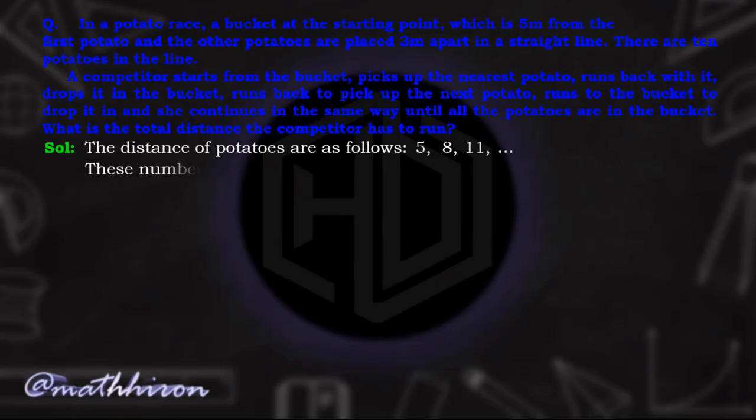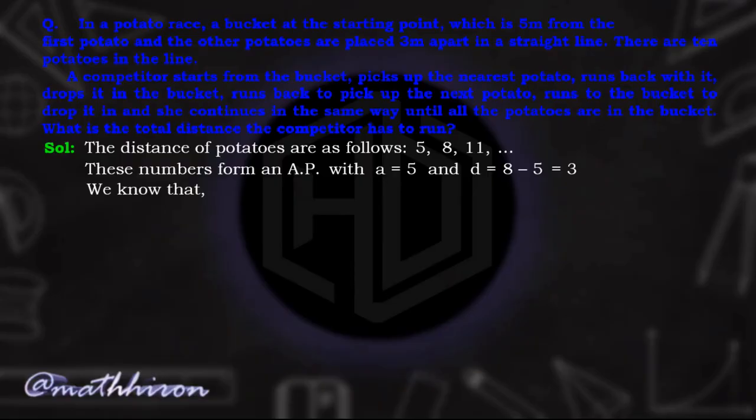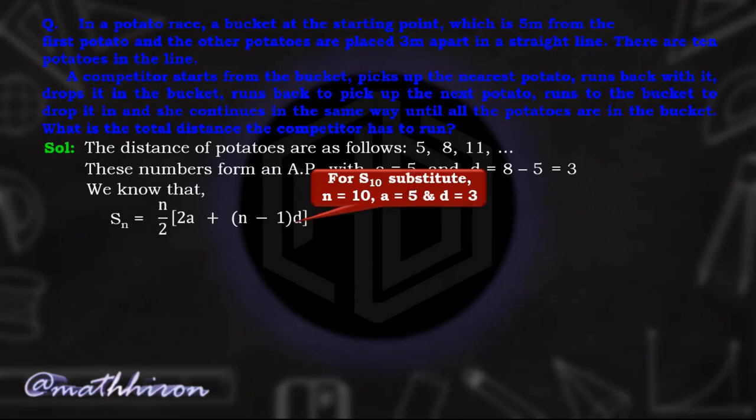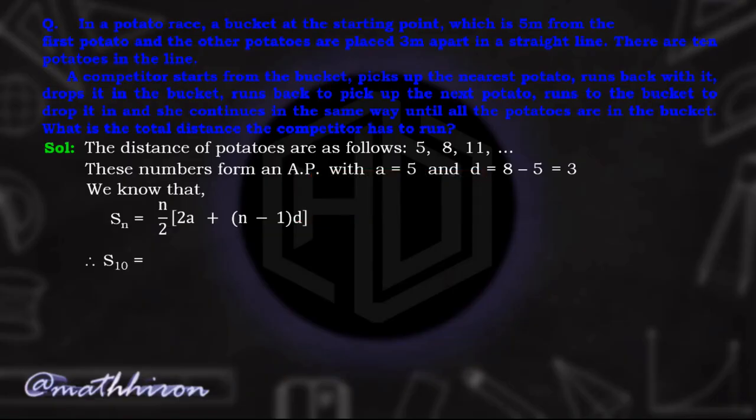So this is a case of AP. These numbers are in AP with first term as 5 and common difference as 3. Now we know that the sum of n terms of an AP is n by 2 into (2a plus (n minus 1) into d). Okay, so we have to find the value of S10. That means n will be 10. And as we already got the first term and the common difference as 5 and 3 respectively, just substitute the values.